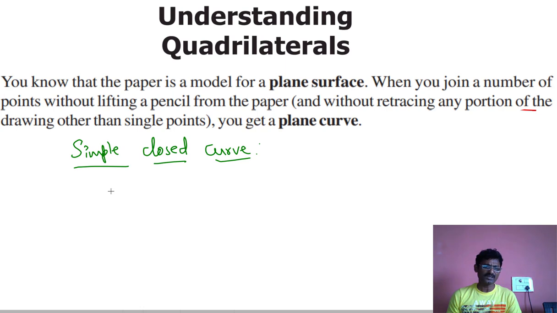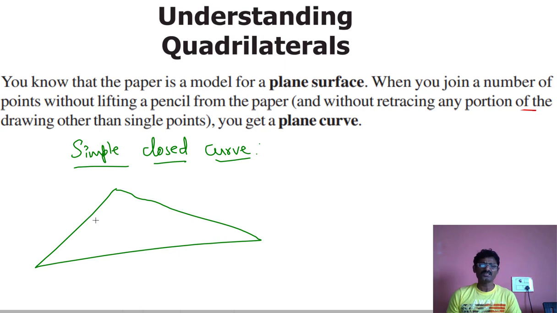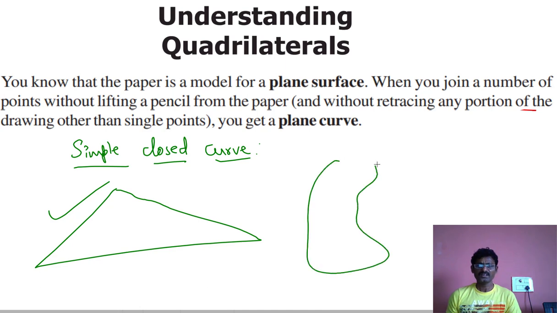So let me take one example. Suppose I take like this. This is simple as well as closed. So this is a simple closed curve. If I take like this, this is simple but not closed. We can enter like this into this one. So this is not closed. Even though this is simple, this is not closed.